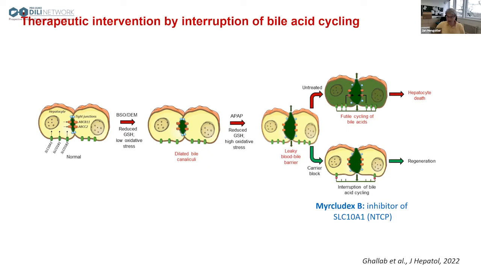And there are knockout mice available where the OATPs were eliminated. And for NTCP, a clinically approved inhibitor, Myrcludex-B, is available. So therefore, we used the OATP knockout mouse and studied with and without the Myrcludex-B treatment.